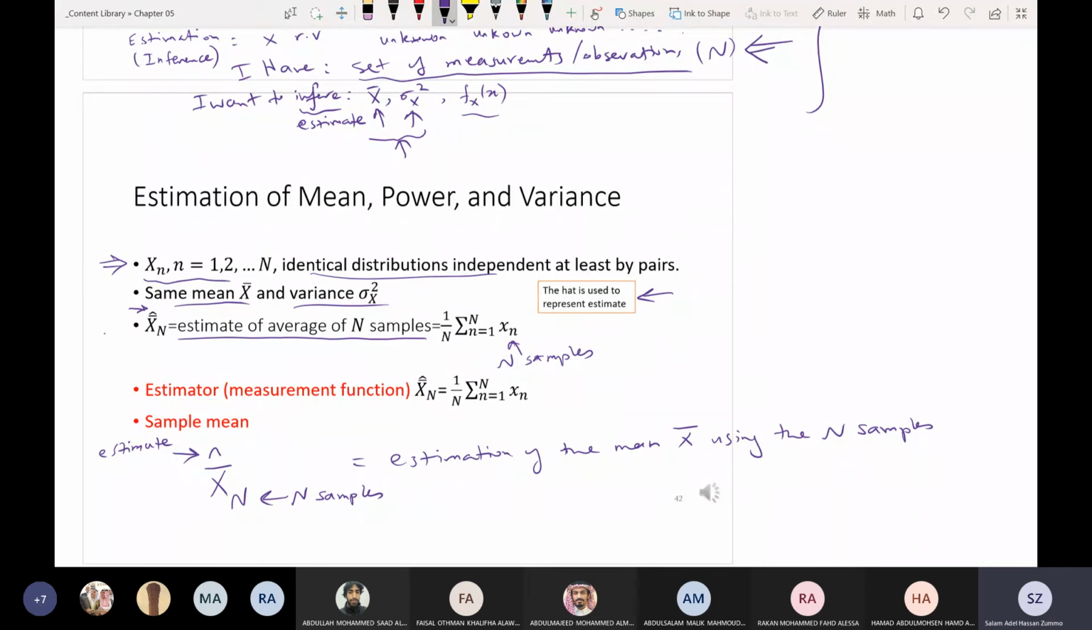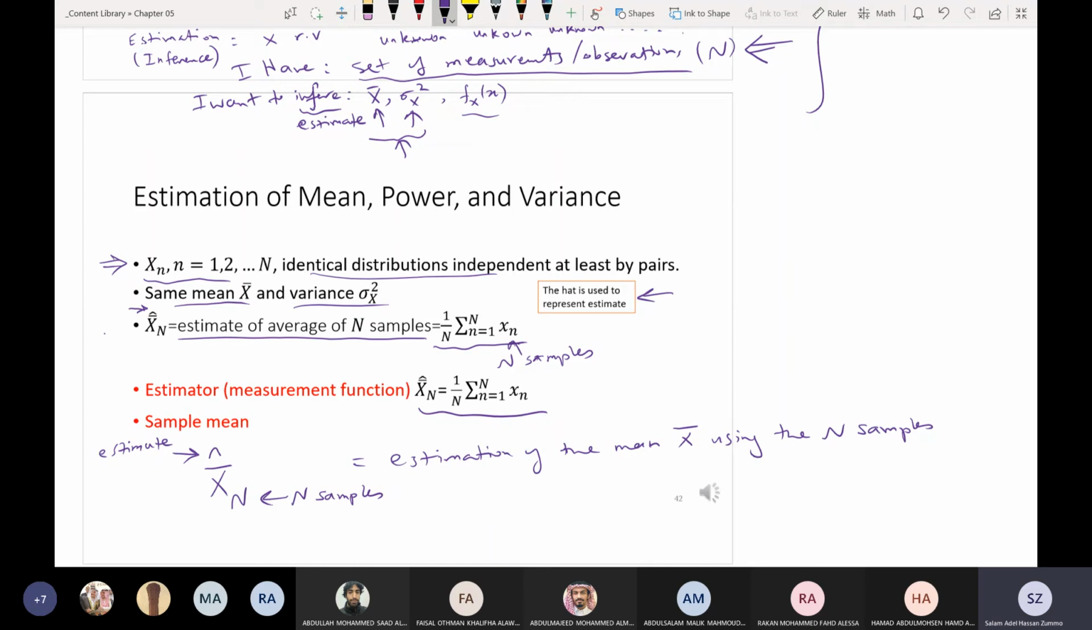Now, the way I estimate: if I have n samples, if I have n temperatures, I know how to get the average, right? This is it: 1 over n, I add all the samples. If I have 10 test scores for students, I add them up and divide by the number, right? So the estimator, or the measurement function, here is this. The estimator of the mean.